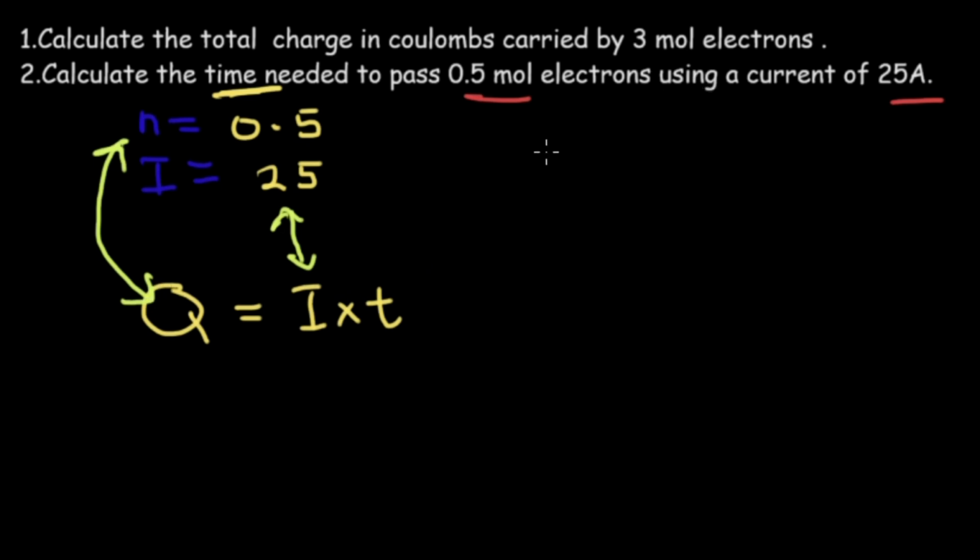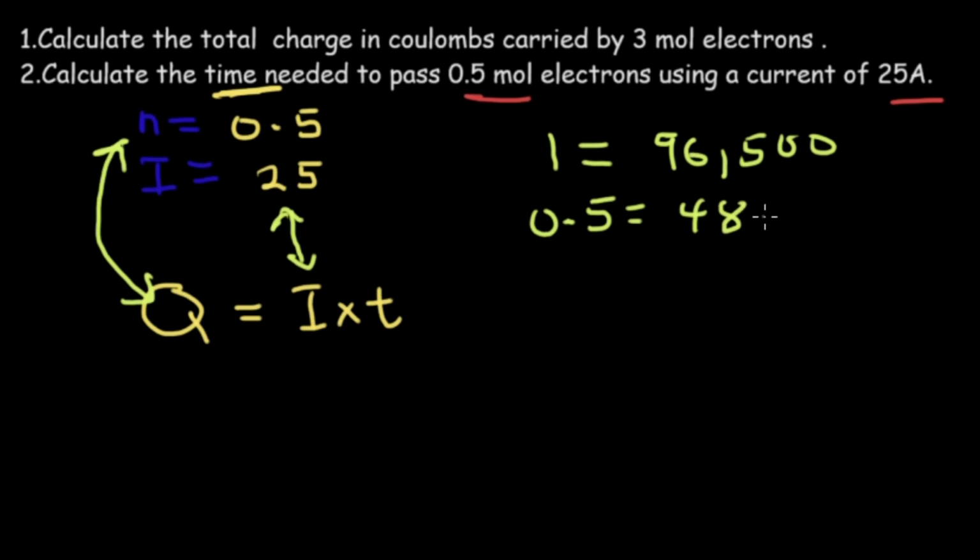So if 1 mole gives us 96,500 coulomb, then half a mole gives us half that charge, right? And half of this is 48,250 coulomb. Therefore, we have our charge.